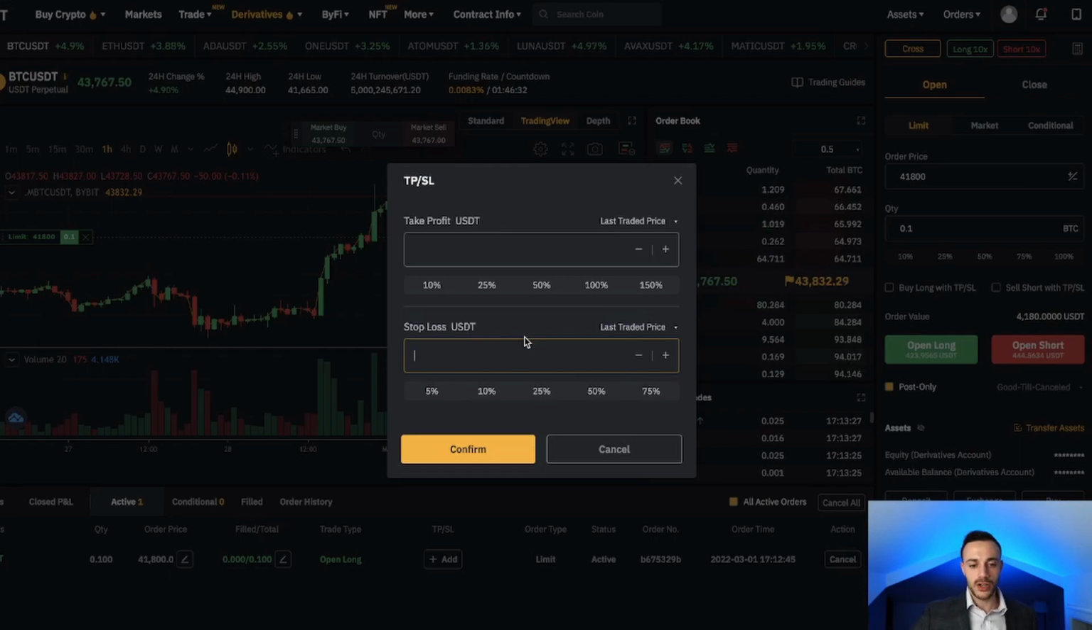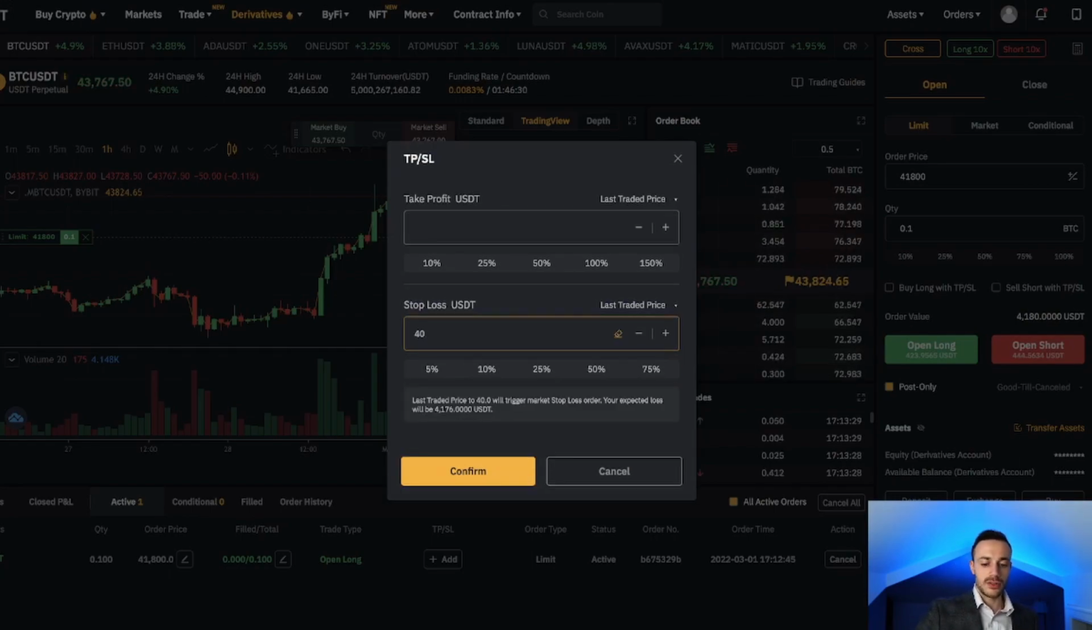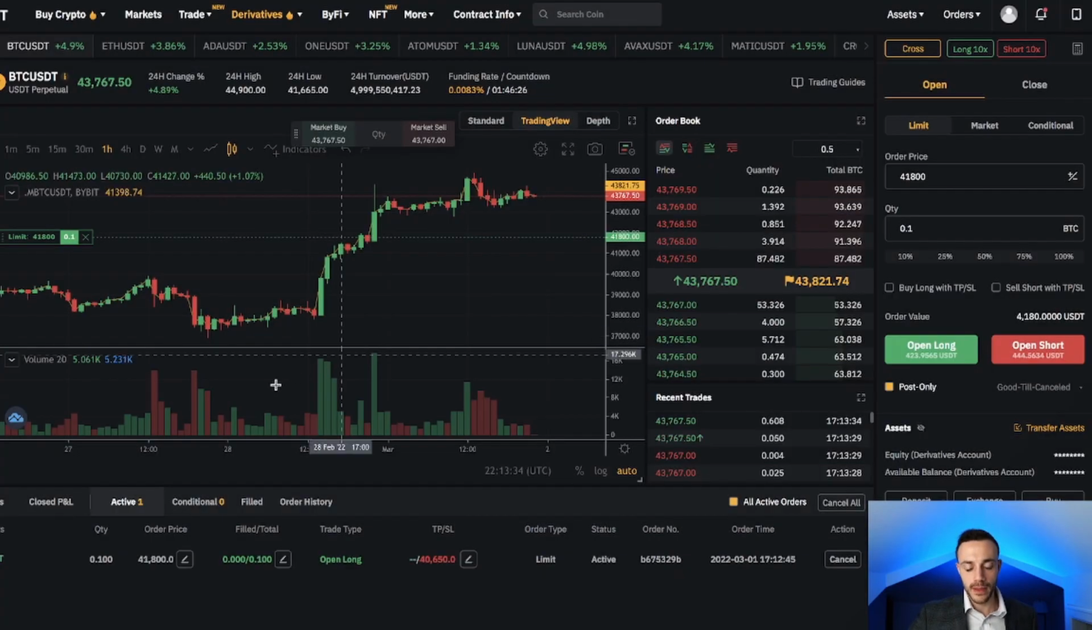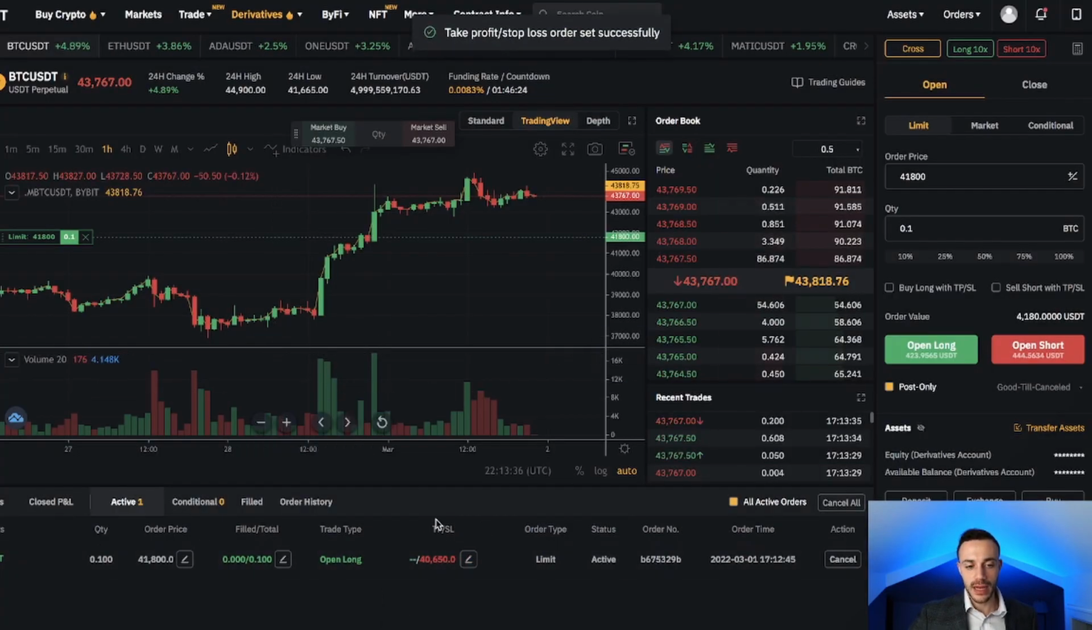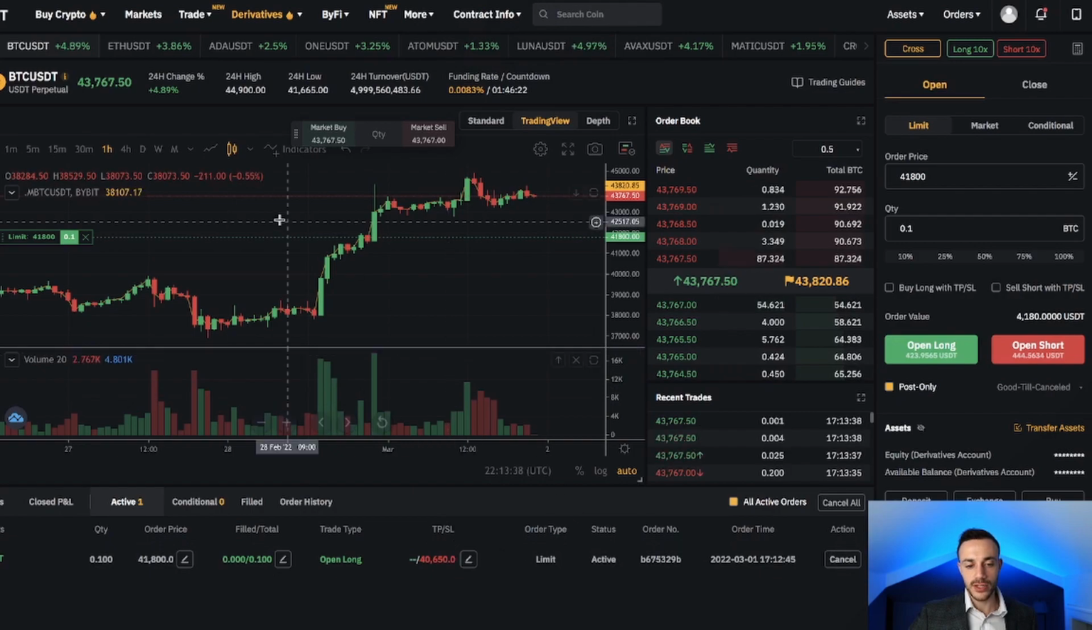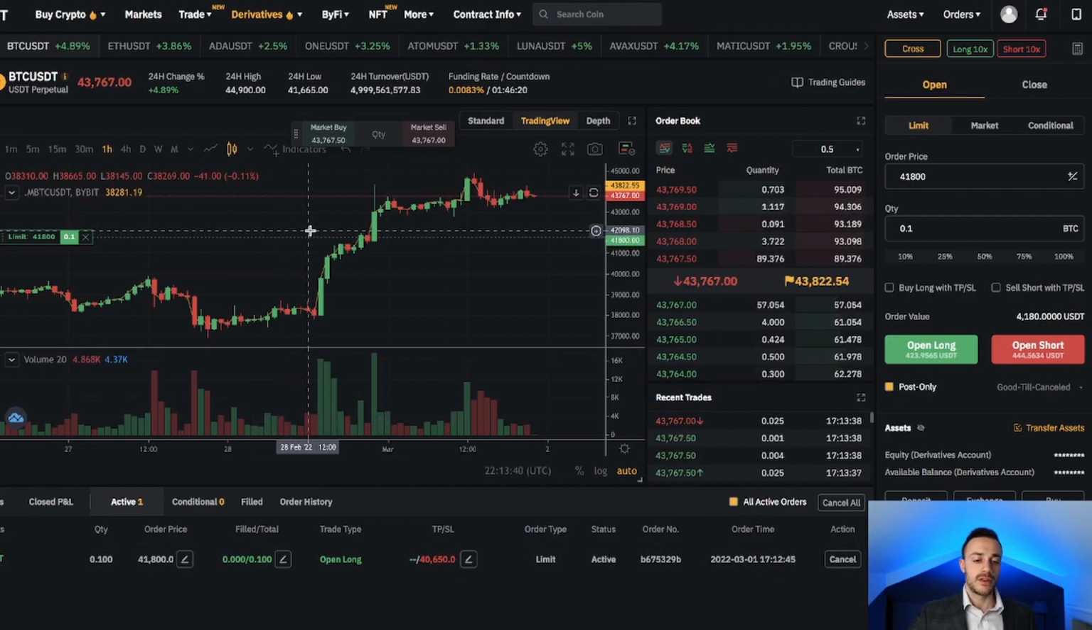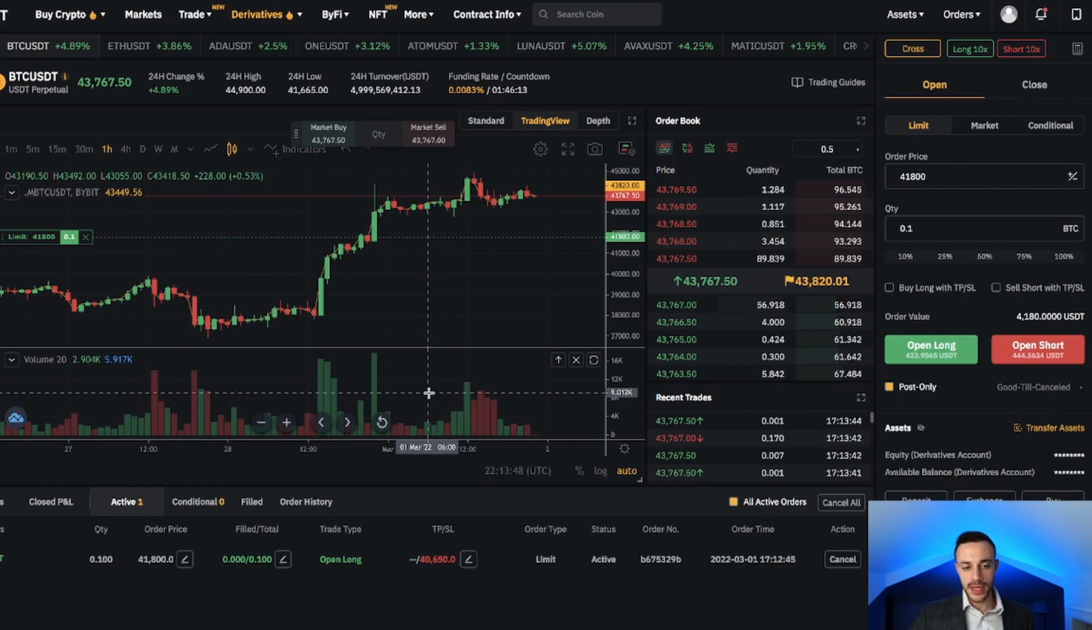$40,650. So I can just put a stop loss at $40,650 here, and I can hit confirm, and it would add the stop loss to the position, right? So when the trade would get filled, the stop loss would automatically then be an active order waiting to get triggered if the price of $40,650 does actually get hit.